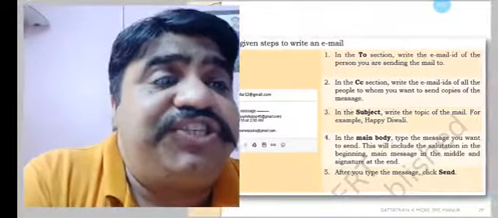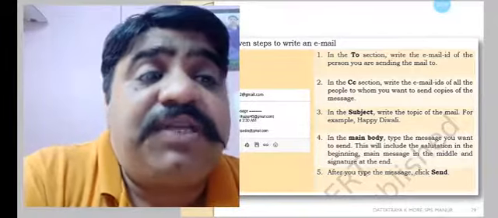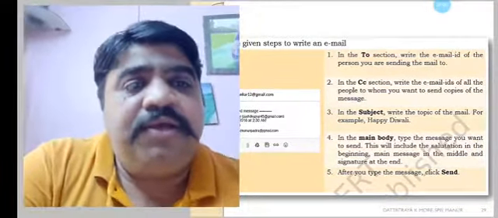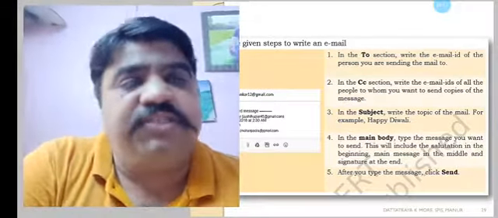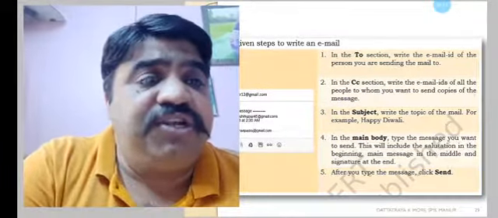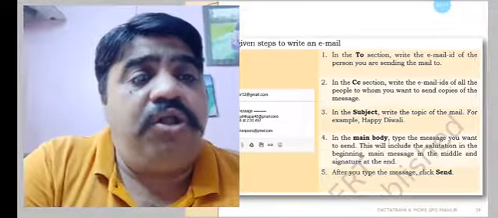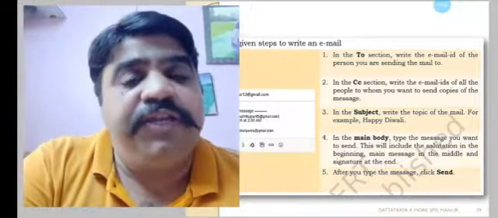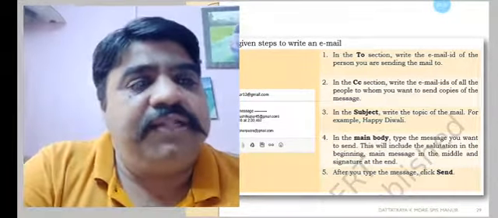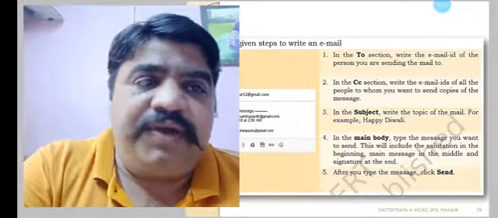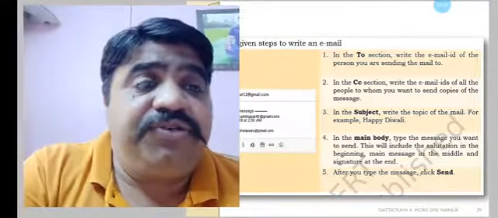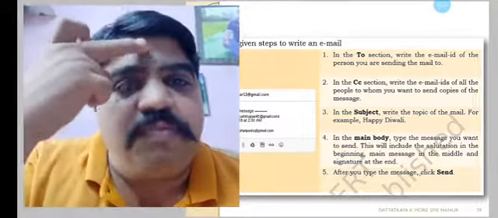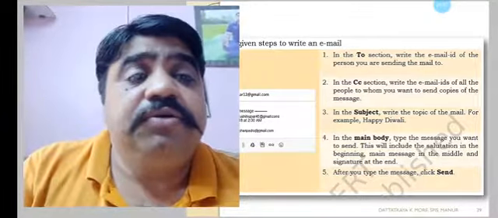So in the To section, write the email ID of the person to whom you want to send the mail. His or her email ID you need to write in this section. Then in the CC section, write the email IDs of all the people to whom you want to send copies of the message. Officially, sometimes we need to send such kind of mails, so at that place we can use CC. Otherwise it is optional. In the subject, write the topic of the mail, for example, Happy Diwali. And this should be very short, but understandable.